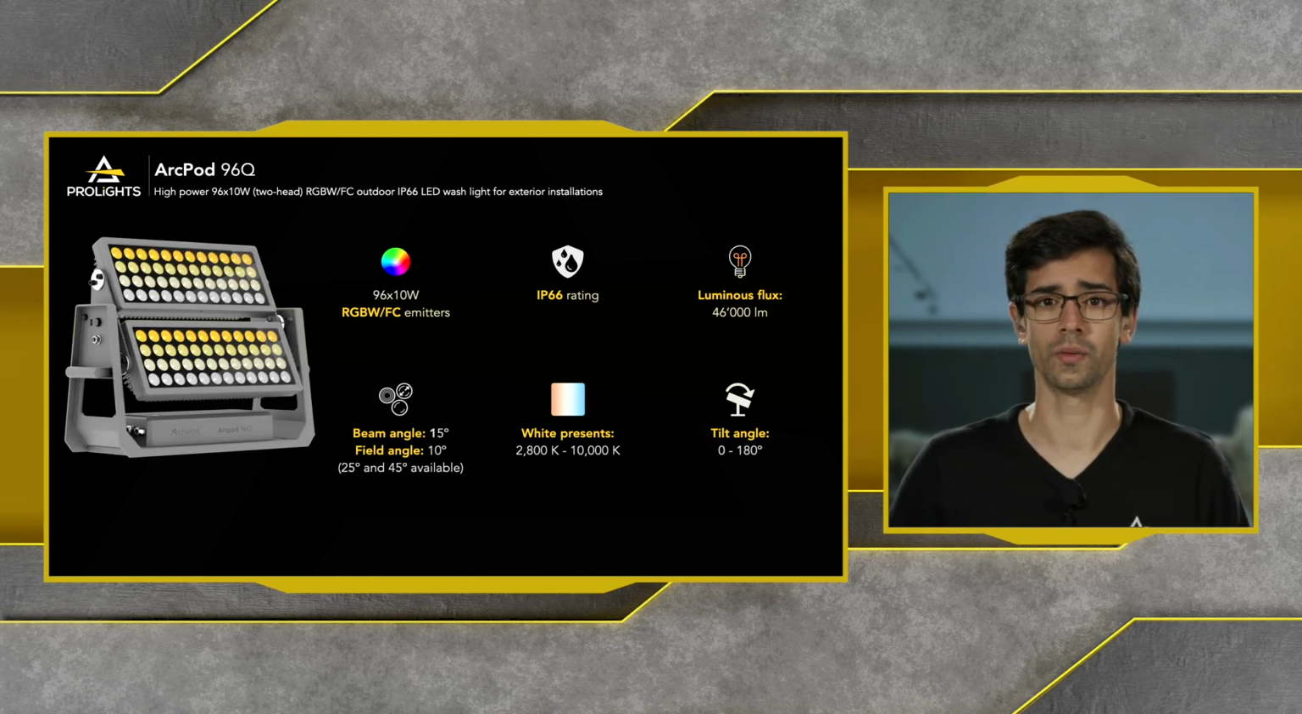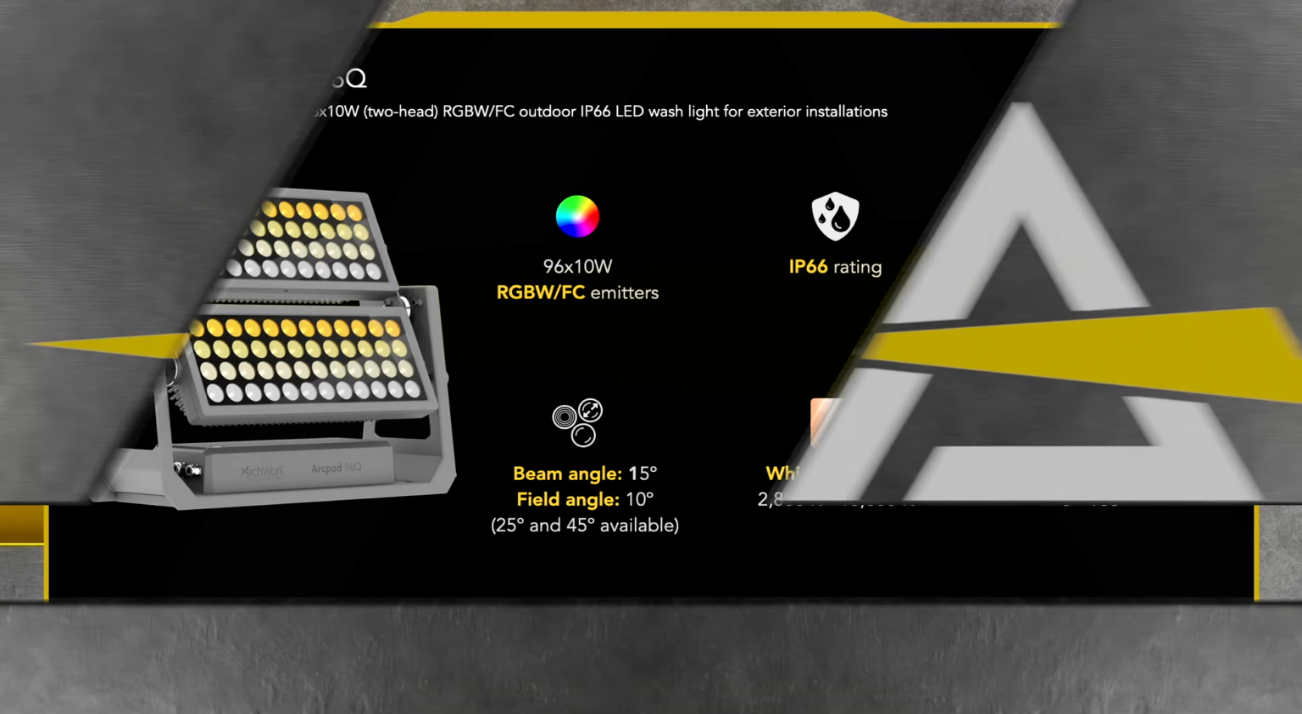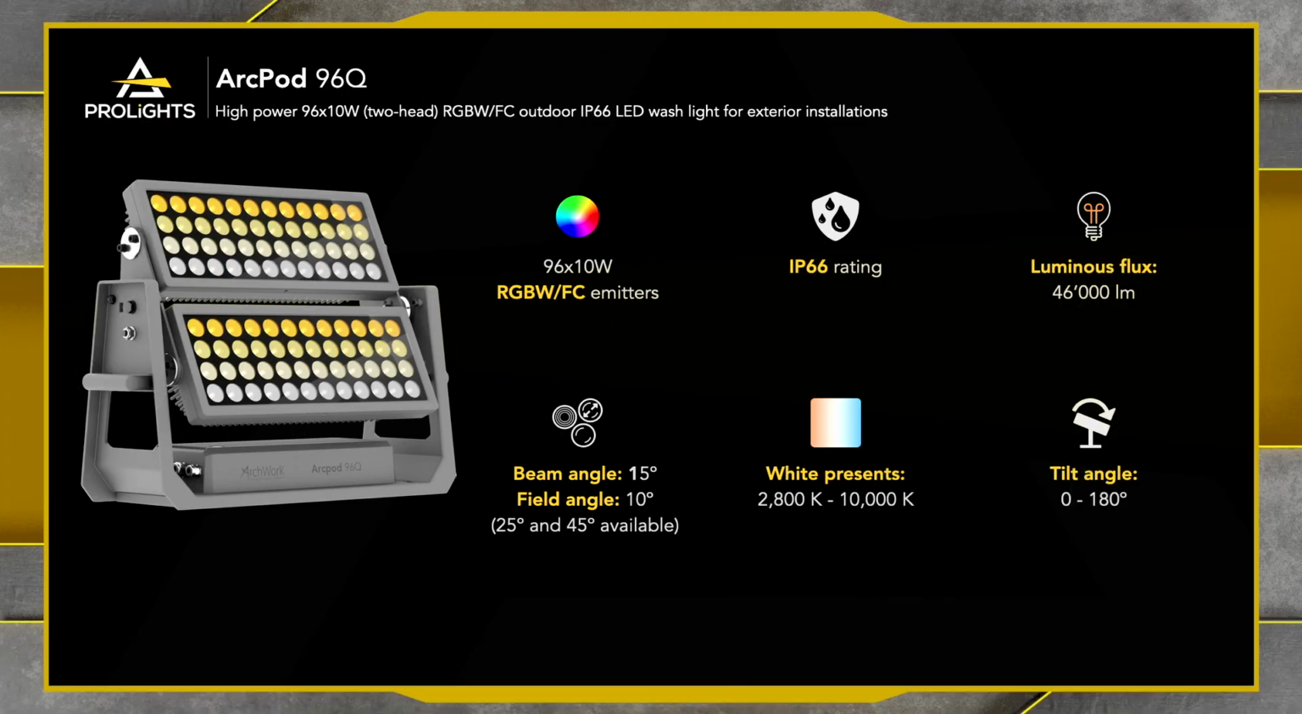Finally, on the ArcPod range, we've got the ArcPod 96Q. This is our biggest unit that we have. It's very high power, a 2-head unit. So we've got 96 10-watt RGBW emitters, again with the same IP66 rating.